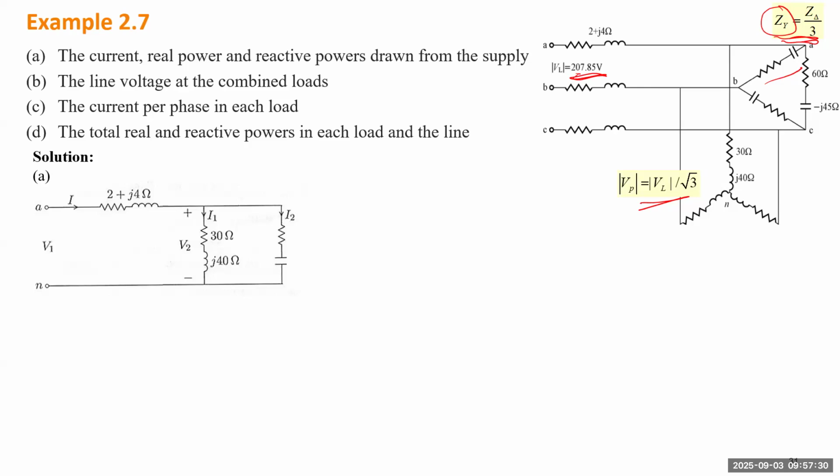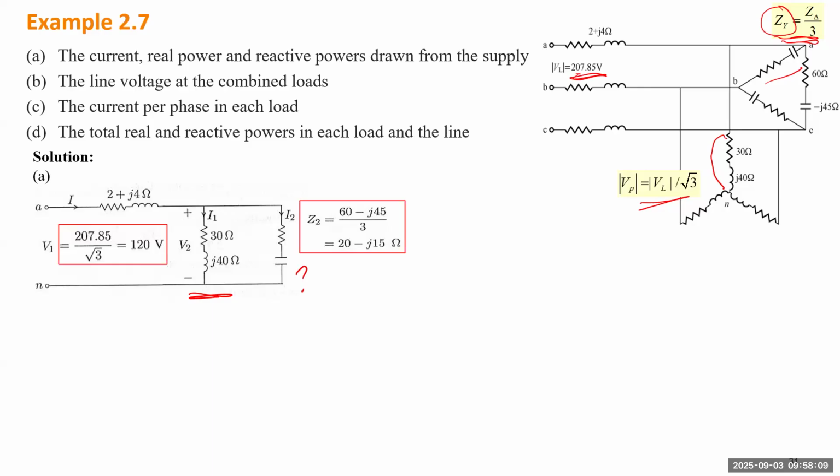Okay, so for this question, we need to calculate the current, the real power, and reactive power from the source, and the line voltage of the load, and the current per phase in each load, and total real and reactive power in each load and line. So we will use this single-phase circuit for phase A. For phase A, there will be two loads. The first one comes from phase A of the Y-connected load. But the second one is unknown. This one will come from the transformed delta-connected load.